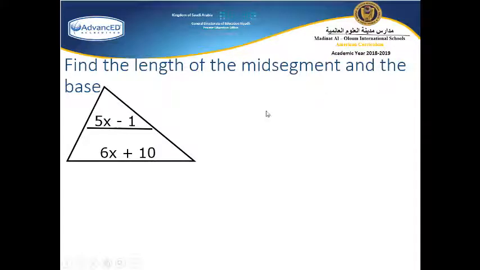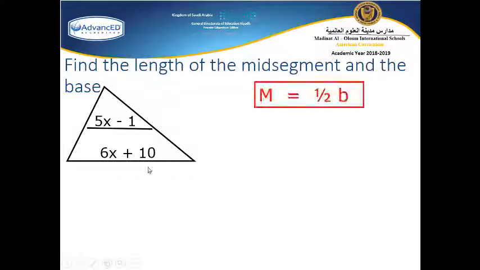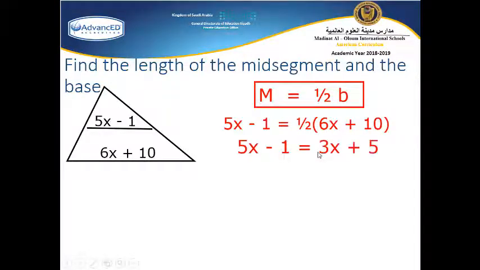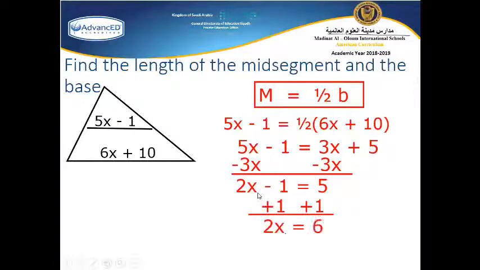Find the length of the mid segment and the base. Here we have the mid segment, as you see, is an expression 5x minus 1, and the other one is also an expression, 6x plus 10. We know that the mid segment equals half the base. Then 5x minus 1 equals half of 6x plus 10. You can solve this equation by multiplying both sides by 2, or you can find half of 6x is 3x and half of 10 is 5. By solving this equation, we will get that 2x minus 1 equals 5, then 2x equals 6, then x equals 3.